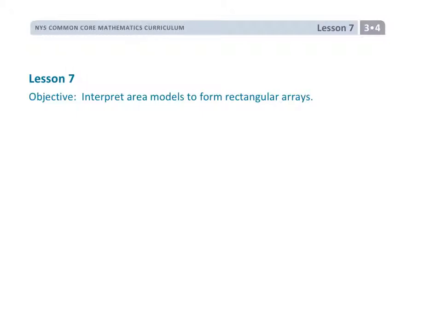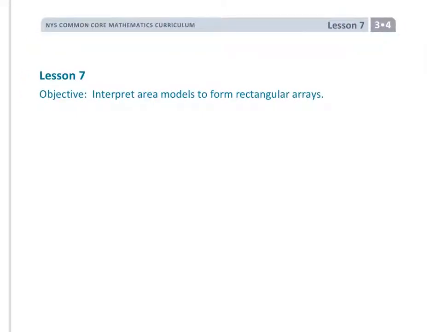The first one is area models, and the other one is rectangular arrays. You already know rectangular arrays. They're these guys.